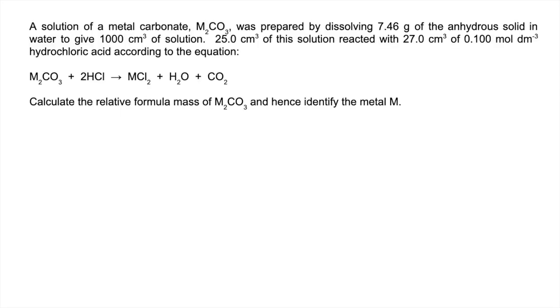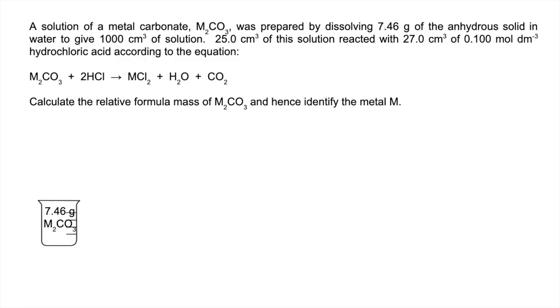So the first one, we've got to calculate the relative formula mass of M2CO3 and then identify the metal M. We've got the mass of it. So to get the Mr, we need to know how many moles are in that 7.46 grams. That's what we're heading for with this calculation. In my opinion, it's always a really good idea to do a little sketch of the process. I would encourage my students to draw very simple diagrams, so you can visualize what's happening.